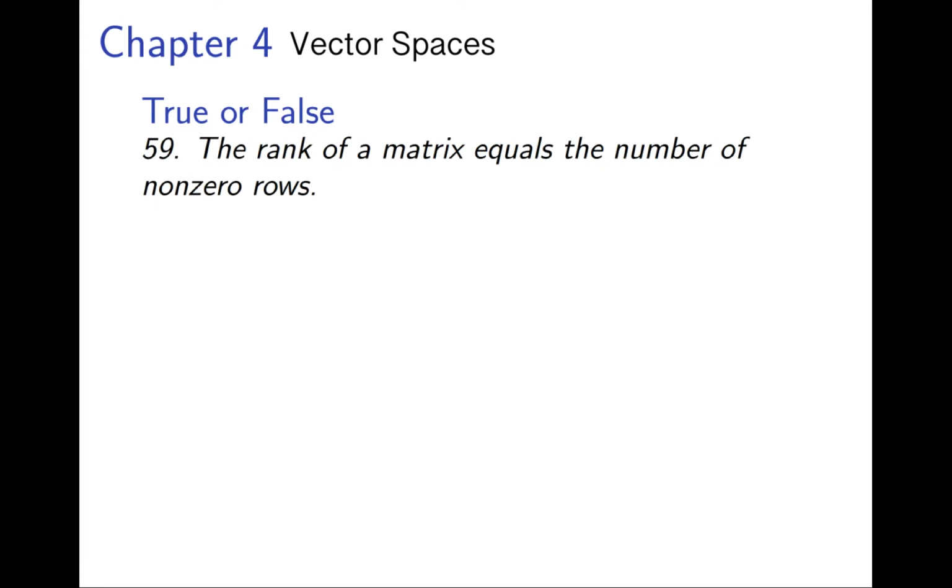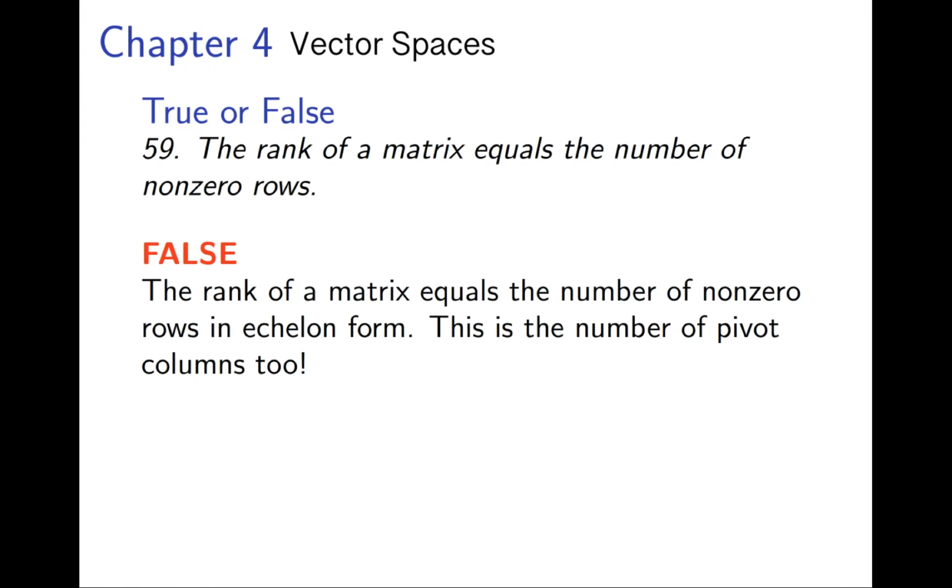Number 59. The rank of a matrix equals the number of non-zero rows. This is false. The rank of a matrix equals the number of non-zero rows if the matrix is in echelon form. And this number happens to be the number of pivot columns too.